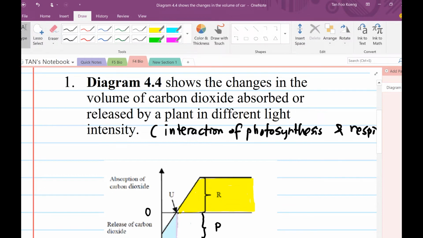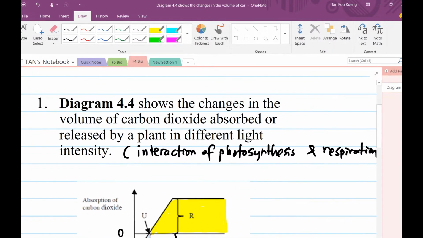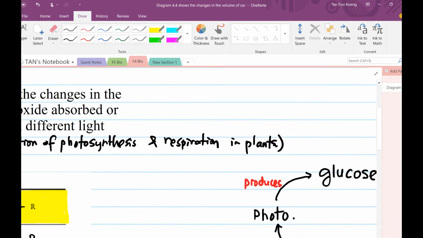Hi everybody. So today let's talk about the compensation point. First, let's read the question. Diagram 4.4 shows the changes in volume of CO2 absorbed during photosynthesis or released during cellular respiration by the plant in different light intensity. So in this question, actually it talks about the interaction of photosynthesis and respiration in plants.